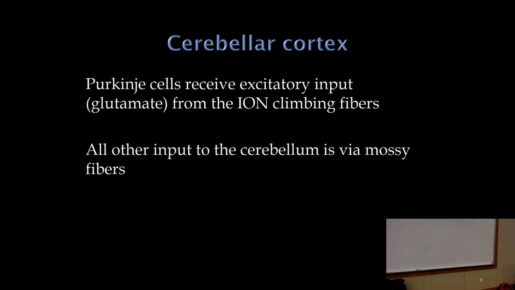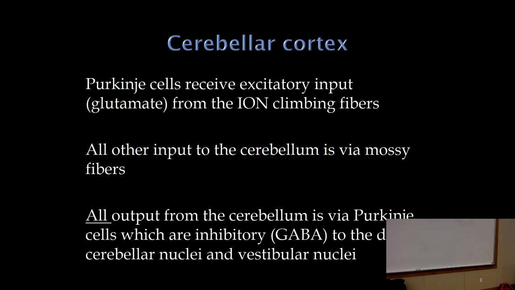Okay, so again, here are the take-home points about the cerebellar cortex. Purkinje cells get excitatory information from the inferior olivary nucleus. All other input, whatever it is, cortical pontocerebellar tract, anything else going into the cerebellum, we call mossy fibers. All output from the cerebellum is via the Purkinje cells, and that is inhibitory, GABA. Purkinje cells talk to the deep cerebellar nuclei and also to the vestibular nuclei.